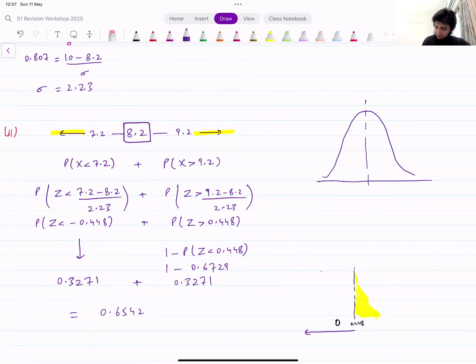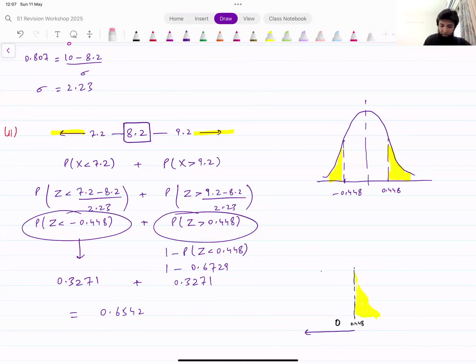What you're looking for is, you've got Z value on the left side somewhere. This is minus 0.448. You've got Z value on the right side, 0.448. You're looking for these two regions and you have to add them up together. Area to the left side here, area to this side here, and area to the right side here. You're looking for both of these regions. So you convert it to Z value. That gives you this and this.